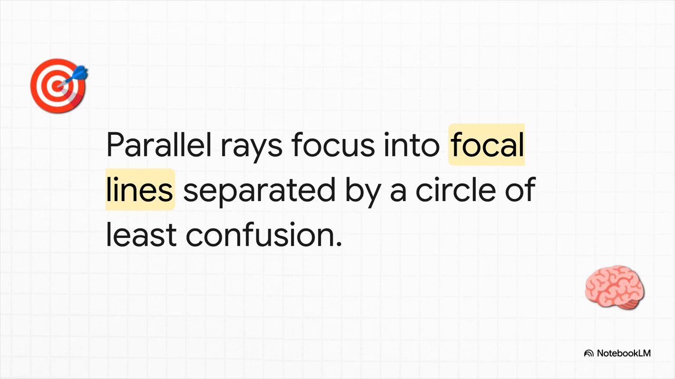But I want to leave you with a provocative thought as we set up our next chapter. Imagine a patient with severe astigmatism is sitting in your exam chair right now, squinting, trying to read the Snellen chart. Which of these three locations, the anterior line, the posterior line, or that circle of least confusion, do you think actually provides them with the absolute best visual acuity? Think on that, and I'll see you in the next explainer.